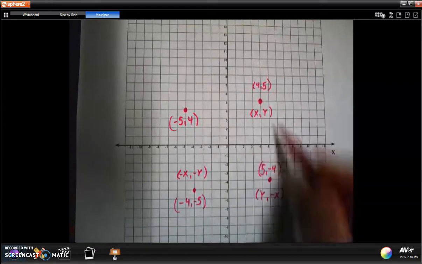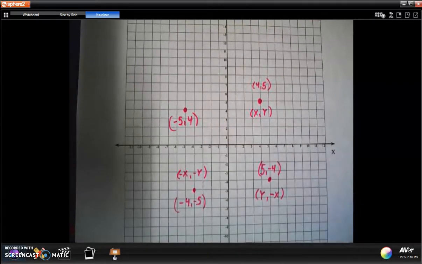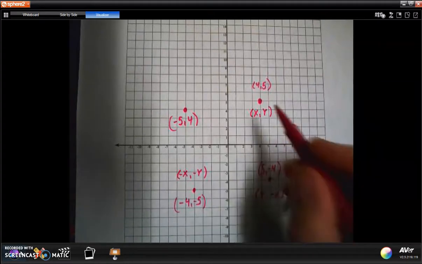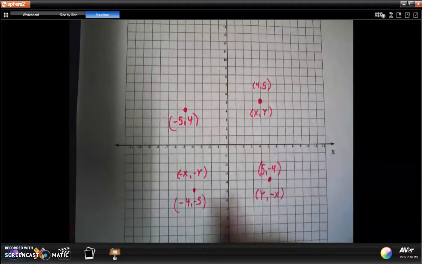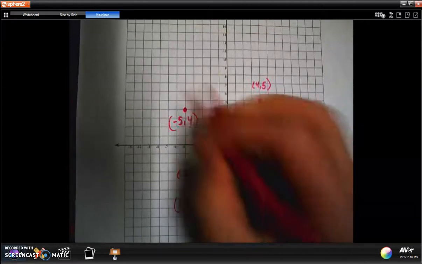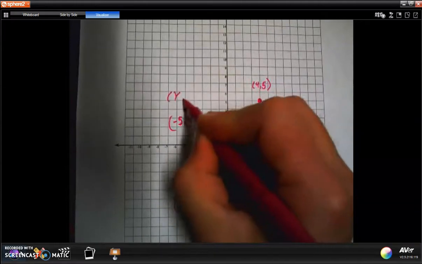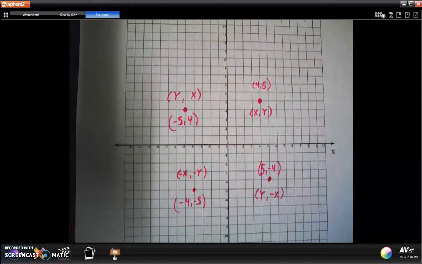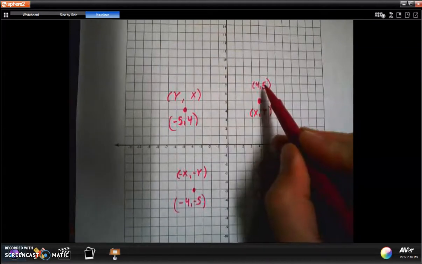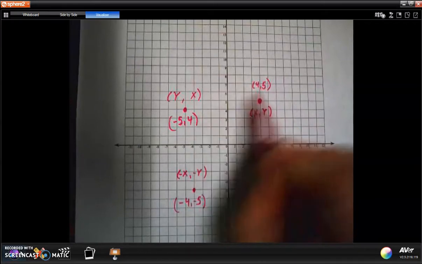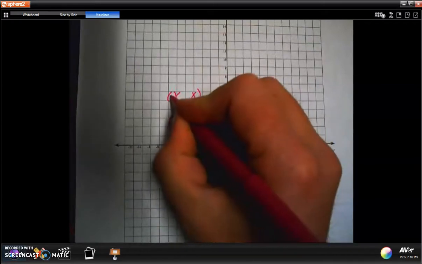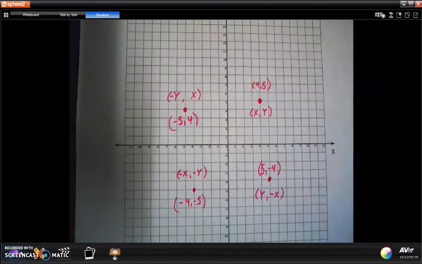Now, let's go to 270 degrees clockwise. Well, you start with x, y. It's at 4, 5, and it ends at negative 5, 4. Again, the y and the x switch places. 4, 5 becomes negative 5, 4. Well, the 4 stayed positive, but the 5 became its opposite, so it becomes negative y, x. And there you have the rules.